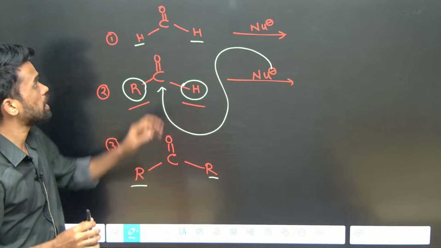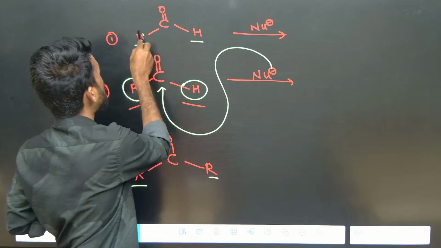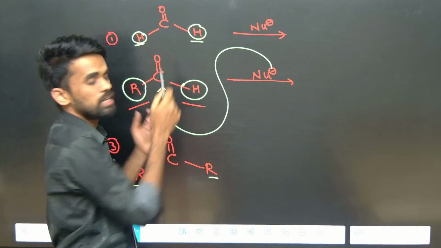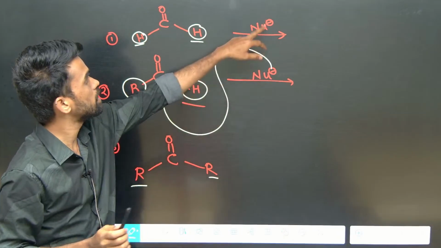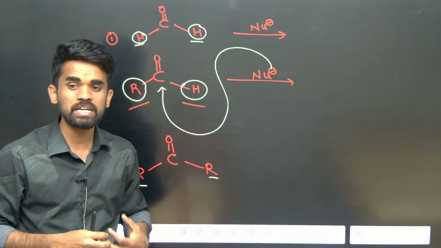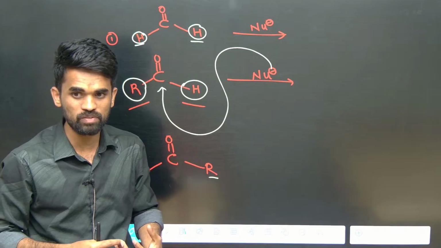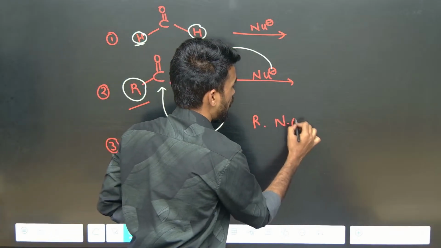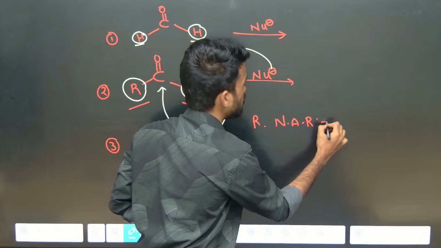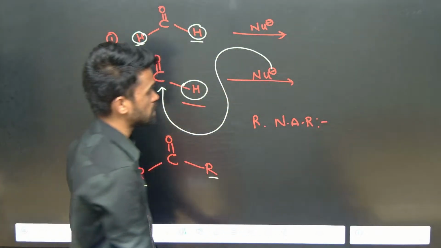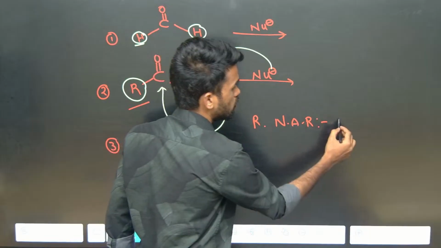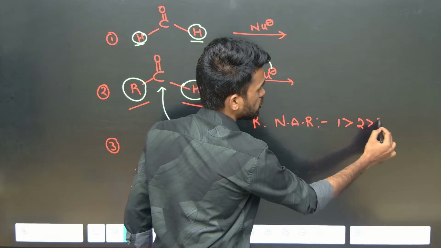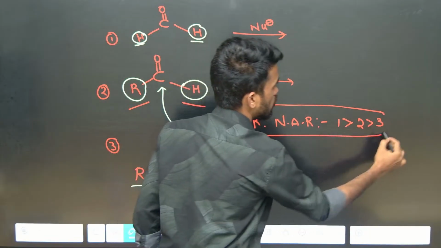Yeah, it can attack easily in the first case, because the size is small now, so there is no hindrance to attack. So it will easily attack in this case. So the rate of nucleophilic addition reaction will be more in this smaller case. So now what is the order of rate of reaction here? 1, 2, 3. So this is how you need to give your answer.